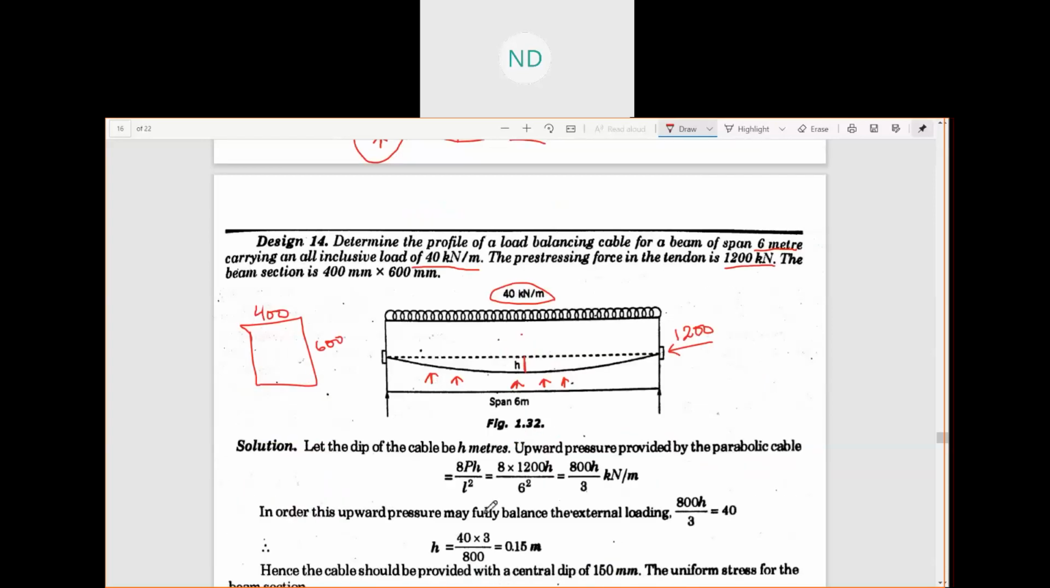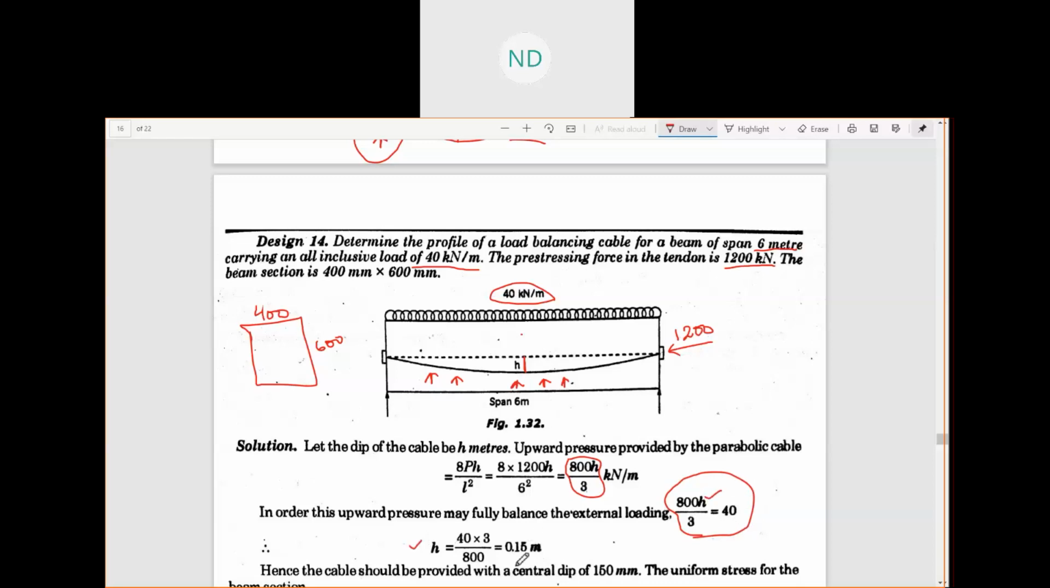See here, 8PH by L square, which is your upward force. We know our pre-stressing force. We don't know our H. We know our L. L is 6 meter. Now, in order that this upward pressure may fully balance the external load, we equate the upward load to the downward load, 40 kilonewton. Once we equate these two, we can easily calculate our H value.